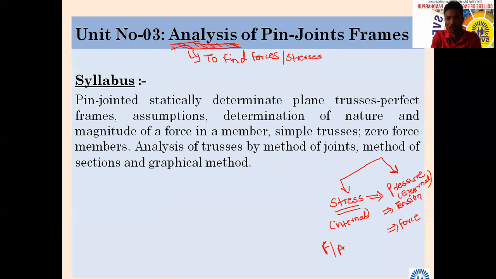Once we are going to apply force on the body, that body will, simple as this we can say. What is that?